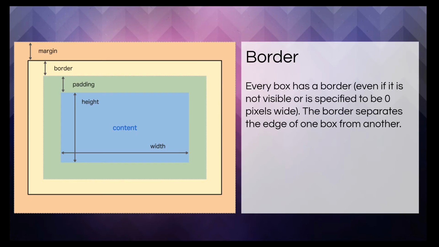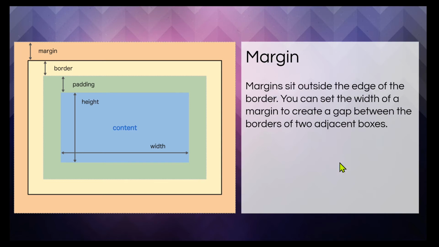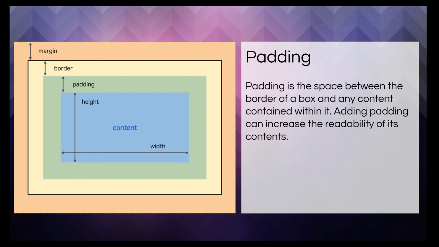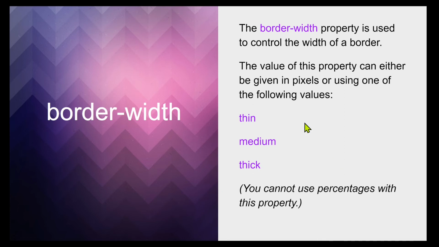So in this div box model, we have a border. As I've told you, every box has a border, even if it's not visible. And you have to imagine that it doesn't matter what div you use or how you write it, every single div box has a border, even if it's specified to be 0 pixels wide. Then we have a margin that sits outside of the edge of the border. We have the padding, which is the distance between the content and the border. And finally, the content itself.